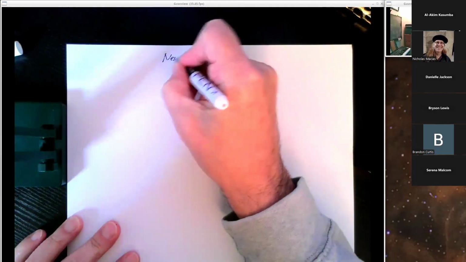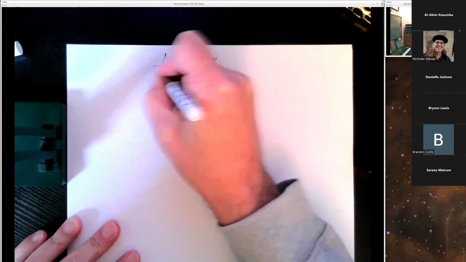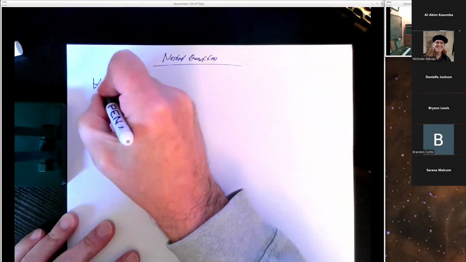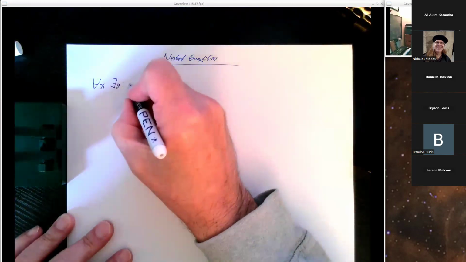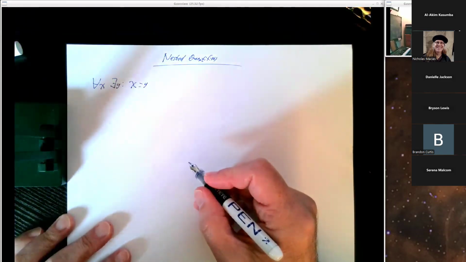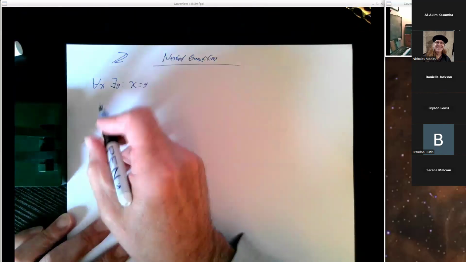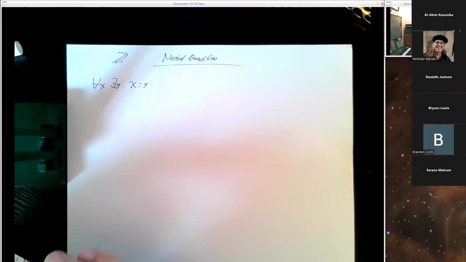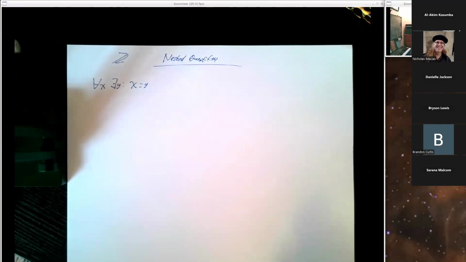All right, let's do one more. Let's talk about nested quantifiers. And let's just work over the integers. I'm not going to keep writing contained in Z, but let's just do everything on this page over the integers. For all X, there exists a Y such that X equals Y. True or false?